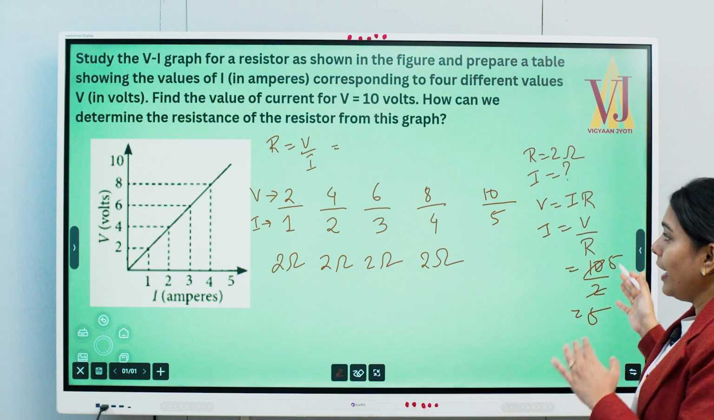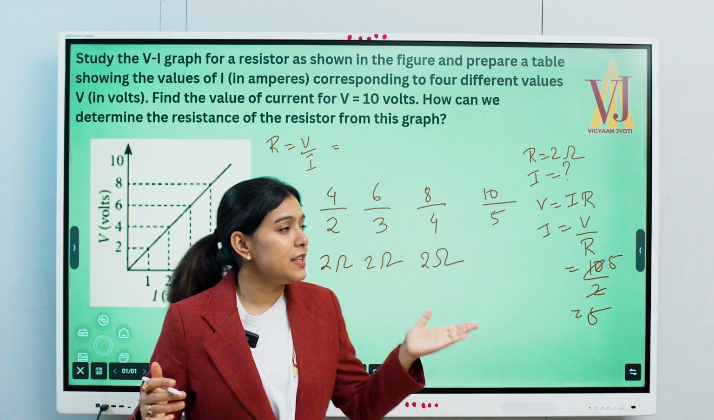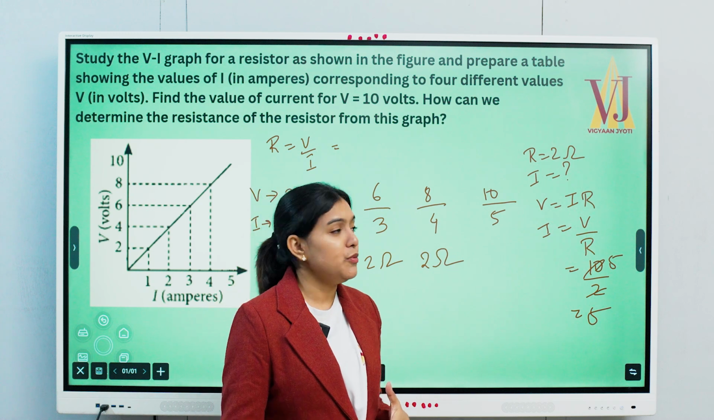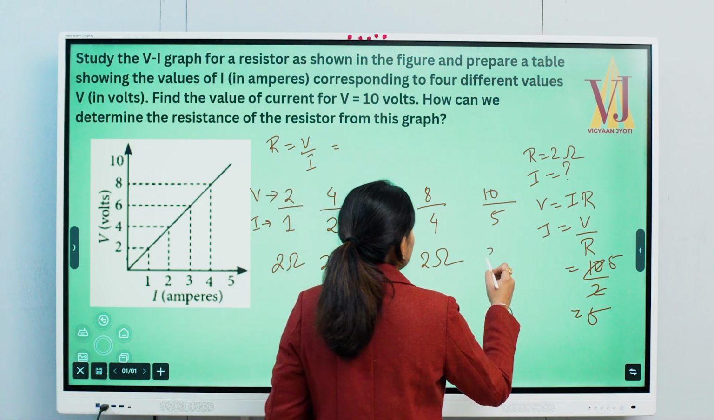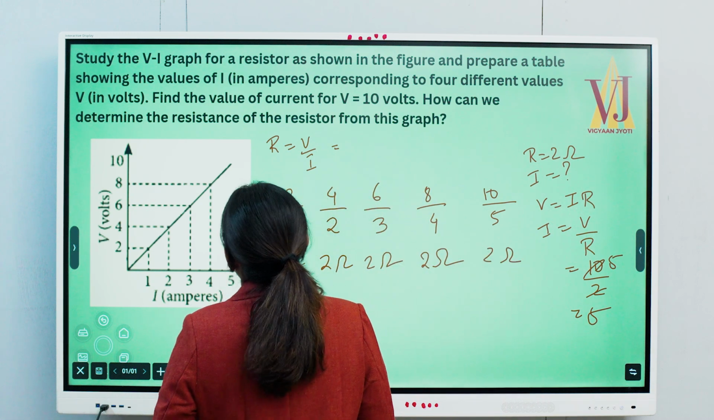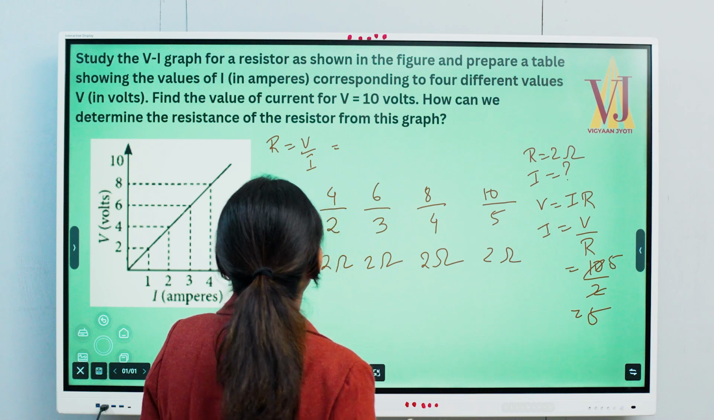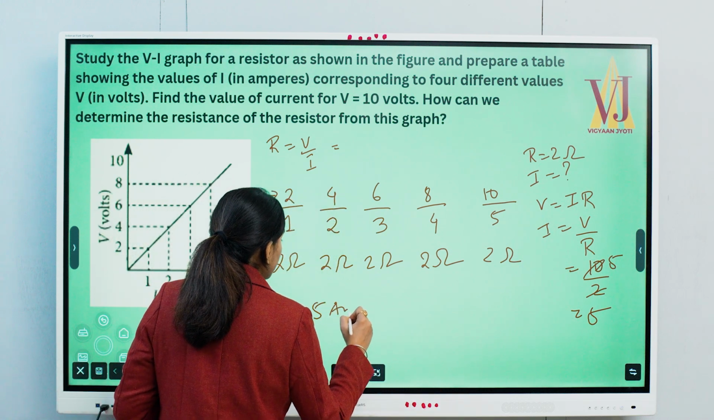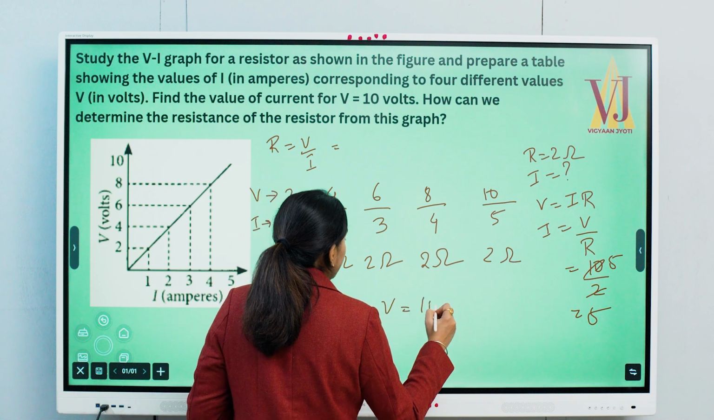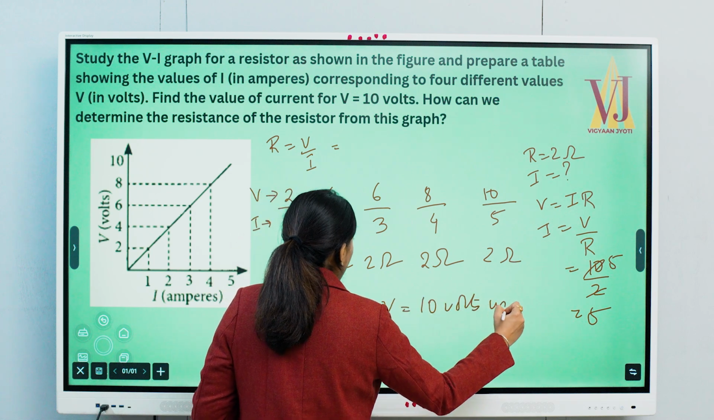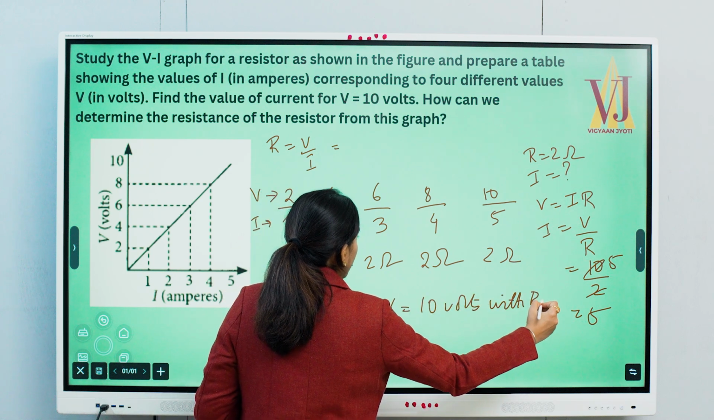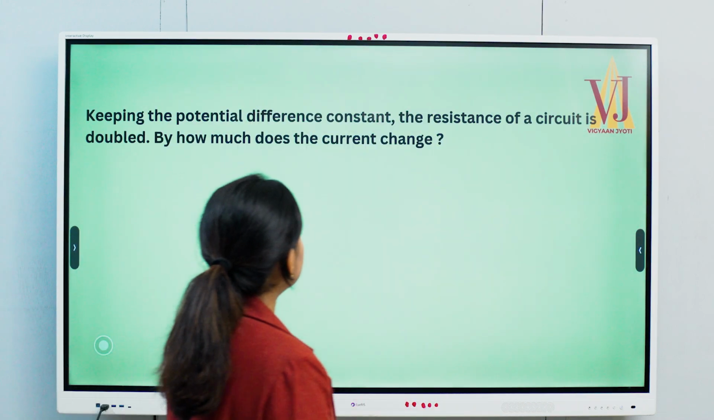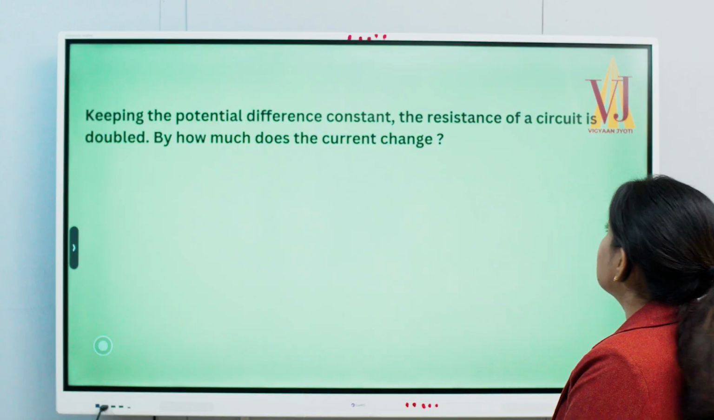Though it is very expressive and we can easily find out that this will be 5, I have tried to show how you can get it numerically also. So in this case also it's 2 ohms. We have already determined the resistance, and the current will be 5 ampere when the voltage is 10 volts with R being 2 ohm. Clear? Okay. Next, keeping the potential difference constant, the resistance of a circuit is doubled.